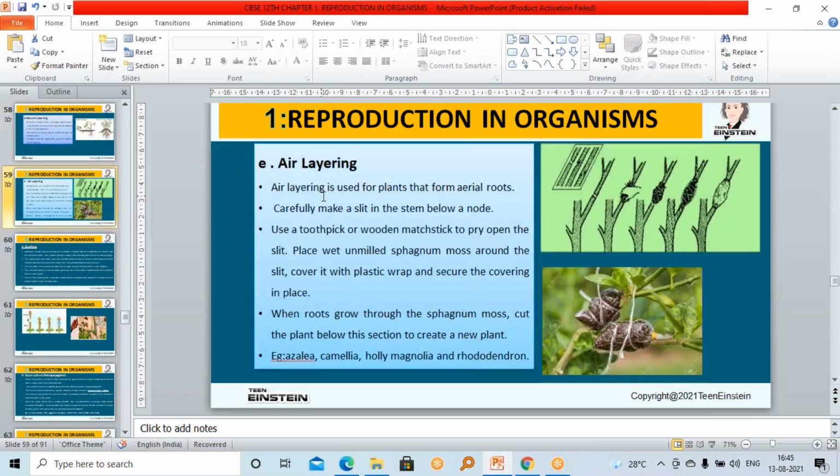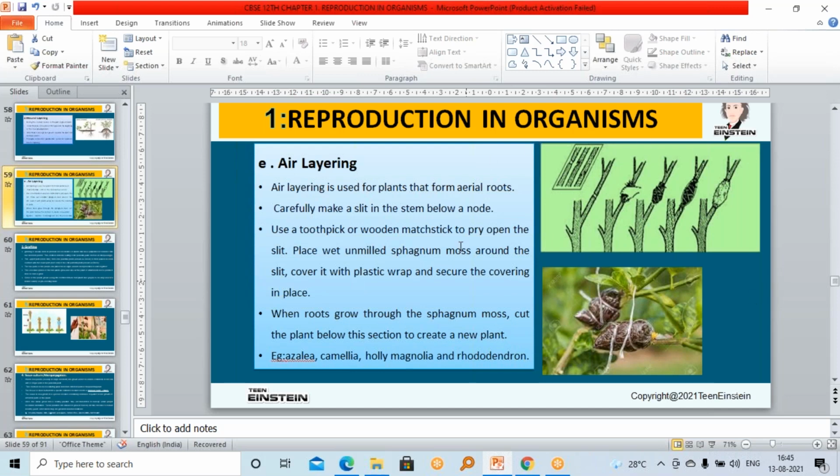Next is air layering. So in air layering, this is used to propagate large overgrown house plants like the rubber plant. Hope you know the rubber plant. So these methods are used for such plants. And then for woody ornamental plants also we are using this method. Woody ornamental plants are also cultivated by using the air layering method.